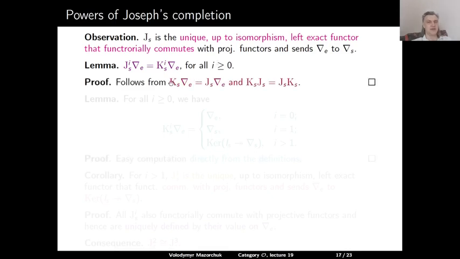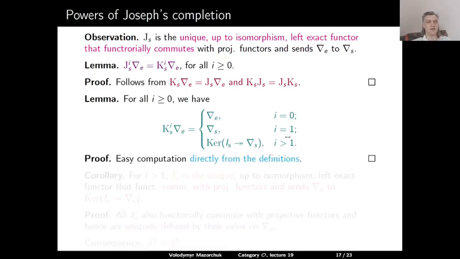This follows directly from the fact that K_S nabla E is isomorphic to J_S nabla E, and that K_S and J_S commute. So next, we observe that for I greater than or equal to zero, K_S to the power I applied to nabla E is isomorphic to nabla E if I is equal to zero. It's isomorphic to nabla S if I is equal to 1, and it is isomorphic to the kernel of the natural projection of I_S onto nabla S if I is greater than 1. This is an easy computation which follows directly from the definition of the Koszul functor.